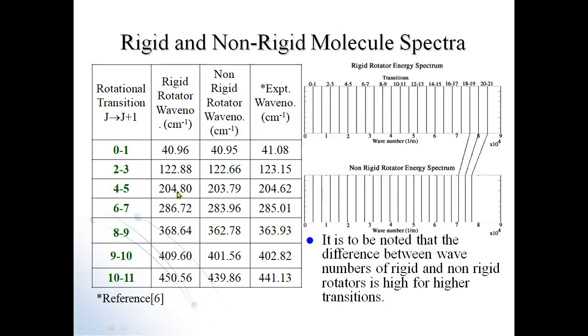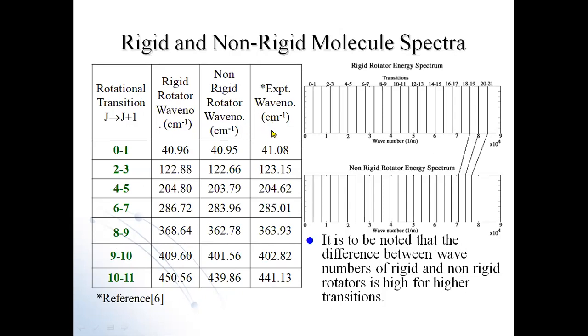You see your results are 204.80 centimeter inverse. Almost your results are close to the non-rigid rotator, right? You can see your results, 439 and this is 441. So when you compare the result, you will find that the results of the non-rigid rotator are in good agreement with the experimental finding. Of course, I would say that the rigid rotator results are also in agreement, but there is a good agreement of the non-rigid rotator results with the experimental findings.